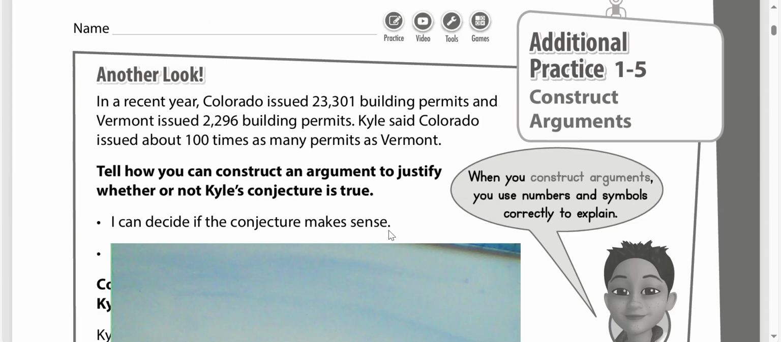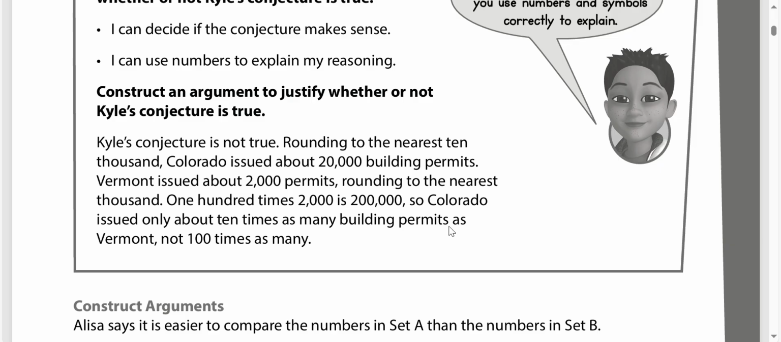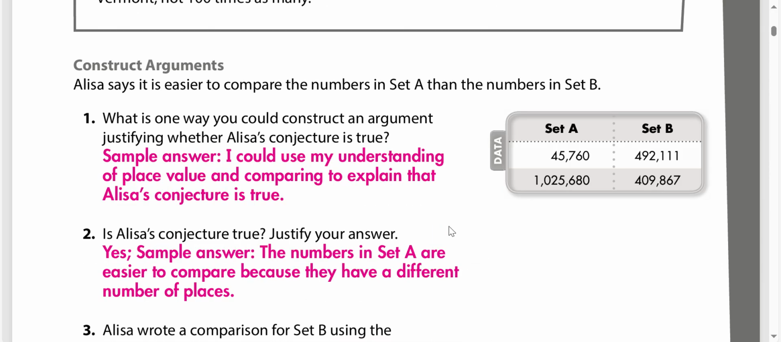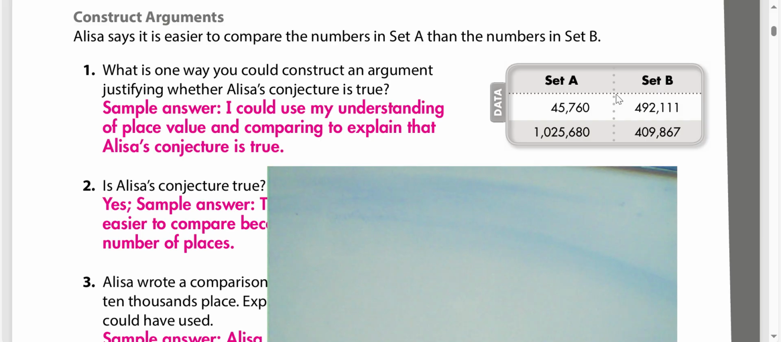Next question, practice number 5. Construct arguments. Look at here, we can compare between two numbers also, write an expanded form and find the sum between two numbers. What is one way you could construct an argument to justify whether a claim is true? Look at here, we have set A and set B. We can compare between two numbers, 45,760 and here 492,111. I could use understanding of place value and comparing to explain.